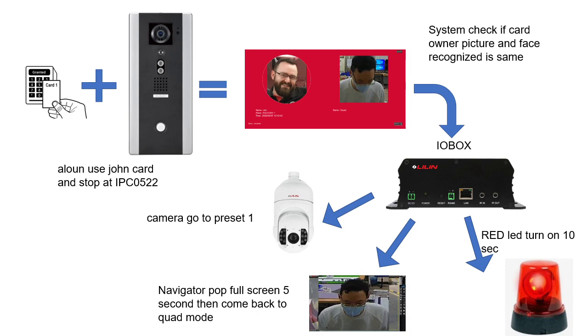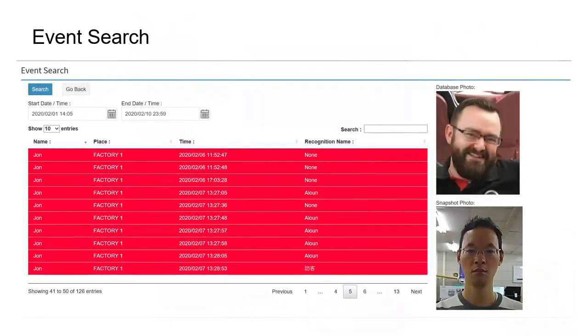And this is the access control's event search. So we are able to search all the past events with the snapshot inside.